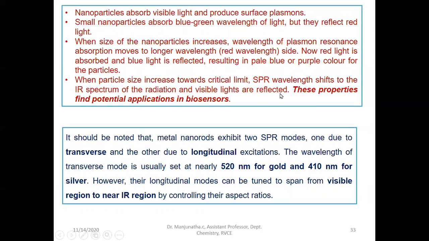When the particle size increases towards a critical limit, if the particle size is still very high, then it may absorb the IR spectrum of the radiation and visible light is reflected. These types of optical properties, the optical behavior of the colloidal suspension of metal nanoparticles, can be used in biosensors and biomedical applications. It should be noted that if the metal nanoparticles are spherical, they absorb at a particular wavelength because the polarization happens symmetrically throughout the surface of the material, because it is a symmetrical, spherical material.